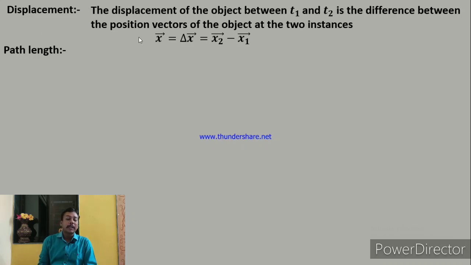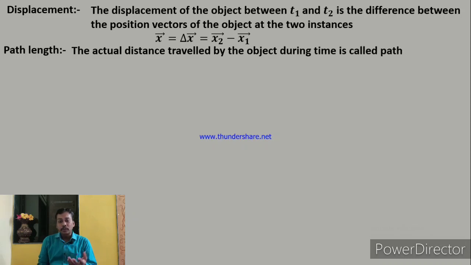Next is path length. Path length is like a distance, that is the actual distance traveled by the object during time, it's called path length. So it is the actual distance, how much distance that object traveled in a particular time, that distance is called path length. Path length or distance is a scalar quantity and displacement is a vector quantity. So due to this we express it as x bar.